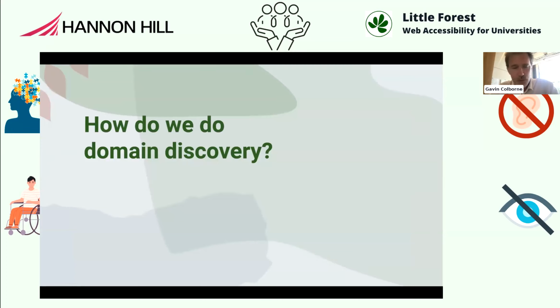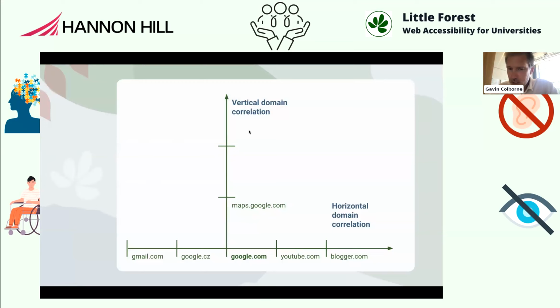So the question I'm always asked: how do we do the domain discovery? The initial approach is done in two ways. We do what's called a vertical domain correlation. With that, we look at your main domain and we look at the subdomains. We find as many subdomains of your main domain as possible. This is the key thing to do, I believe, in terms of starting. Often you'll get so much data back. You'll find so many websites here that you want to spend some time actually just focusing on that.